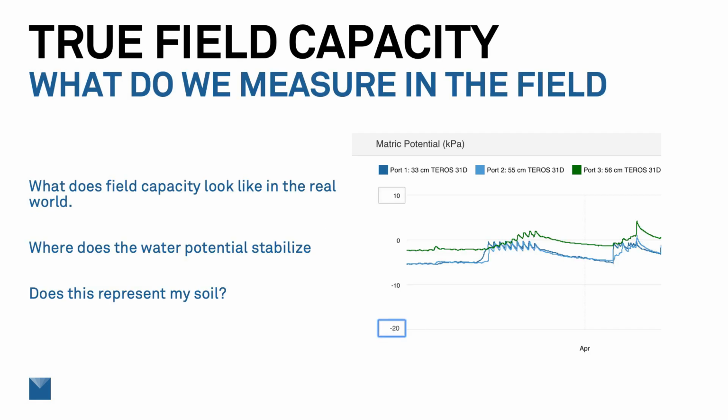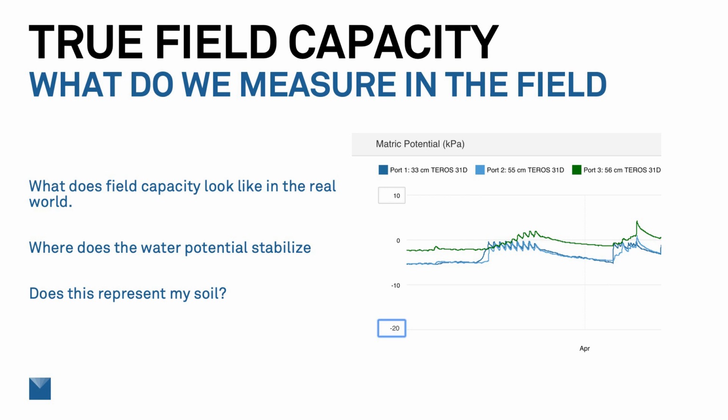Here we have some actual field measurements of water potential. These are from a site here in Pullman, where we're measuring with tensiometers in a silt loam soil. What we're seeing is that after a significant wetting and a long period of stabilization, the tensiometers are stabilizing at much higher water potentials than minus 33 kilopascals. We're seeing them stabilize at minus 5 kilopascals and even minus 2 kilopascals. So what's going on? Why are these stabilizing at a much higher water potential than what we would expect based on traditional field capacity? And does this represent what I'm going to see in my soil?